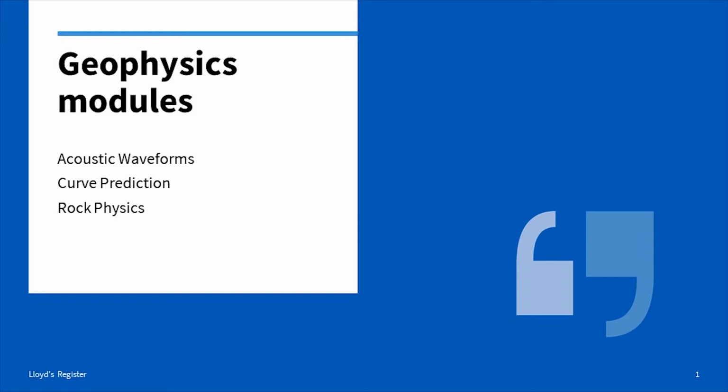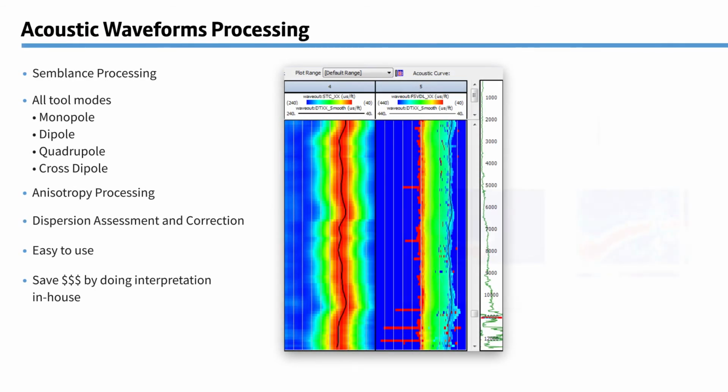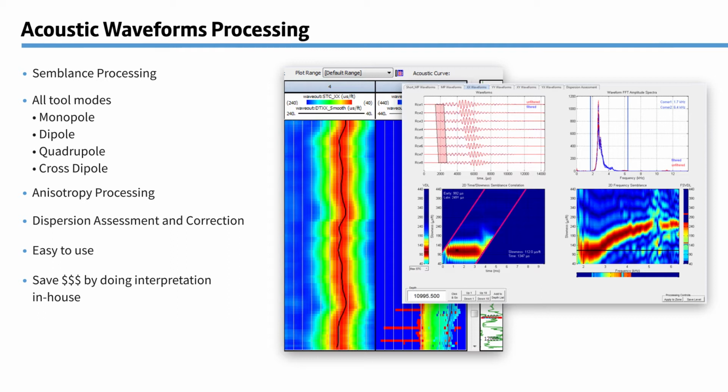So the final bundle of modules that we're going to look at is for geophysics. First up, the acoustic waveform processing module. This allows you to take raw acoustic data from either LWD or wireline data from all the major service companies and some smaller ones. Again, we don't have an affiliation with a particular logging company, so we try and treat all the logging tools equally. We've got a very comprehensive library of tool types.